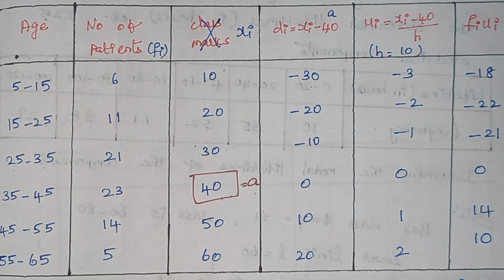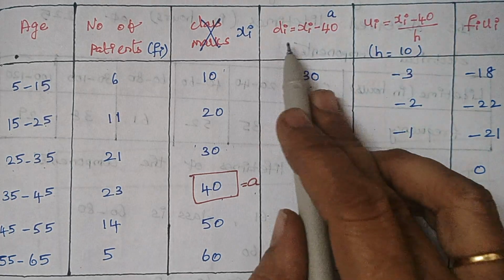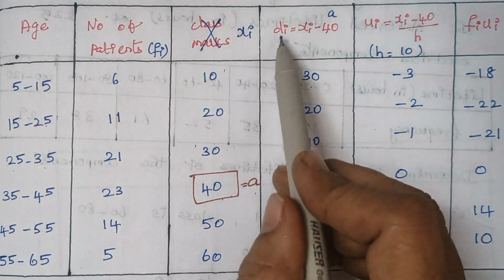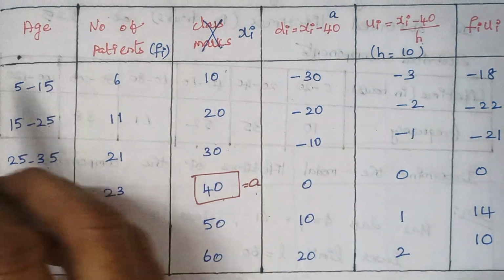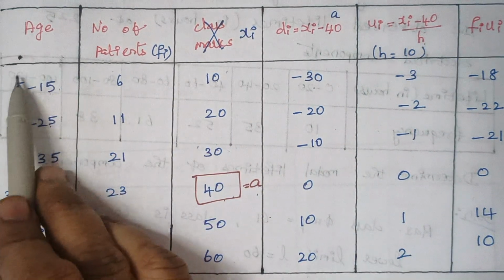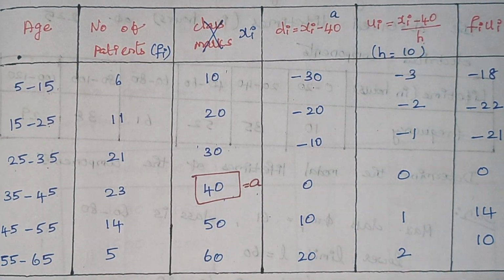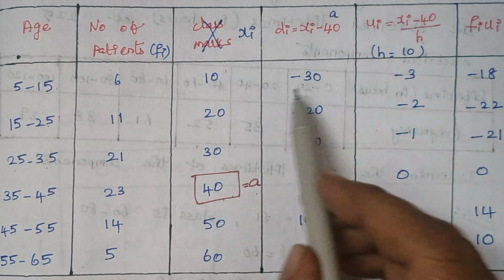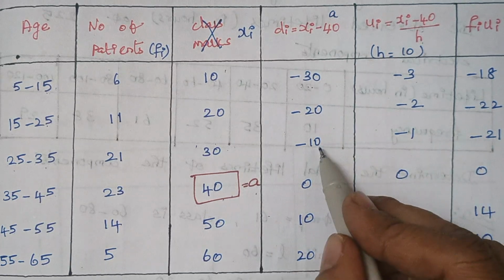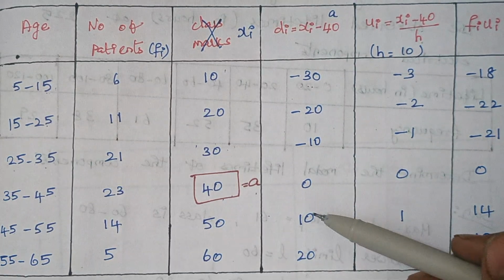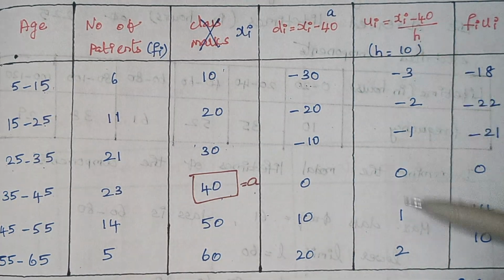Right. Now the next thing is finding the value of ui. So ui is nothing but di by h. Here, what is the value of di? It is minus 30. How to find the value of h? The difference between the intervals. Right. 15 minus 5 is 10, and similarly 35 minus 25 is 10. Okay, so h is 10. So minus 30 by 10 is minus 3, minus 20 by 10 is minus 2, minus 10 by 10 is minus 1. Similarly 10 by 10 is 1 and 20 by 10 is 2. Right, this is our value of ui.